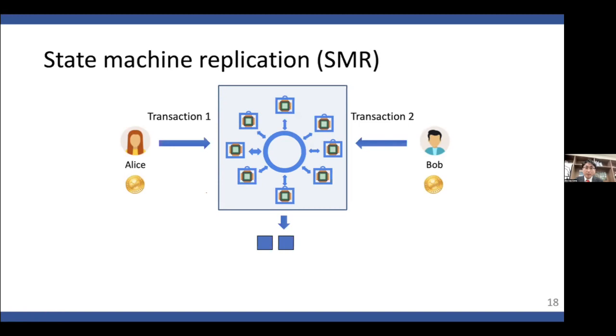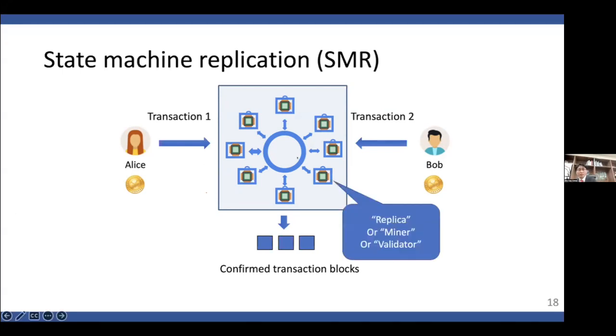And what they want is the final state that is agreed by those nodes, distributed nodes in this state machine replication system, that says this is the order of transactions that they decide, and that is it. In some blockchain terminology, you can say it's a confirmed transaction block, but you can think of it as an ordered list of transactions that these committees or miners, those replicas or miners or validators, in different contexts they are called different names, those independent machines that replicate the system, they need to agree on that.